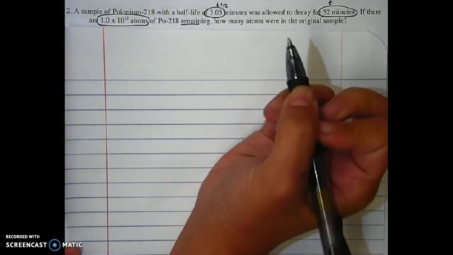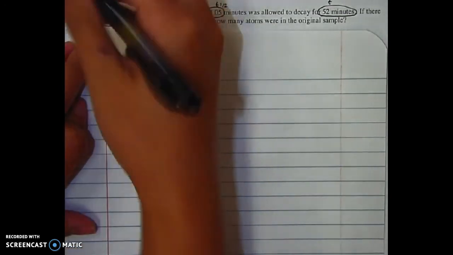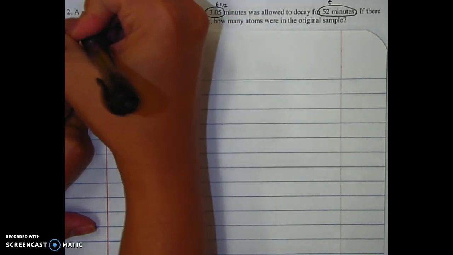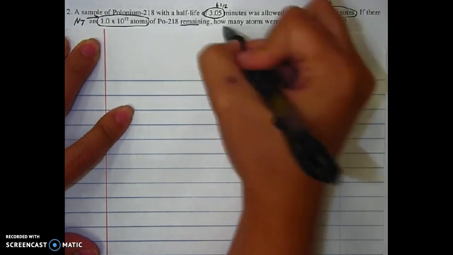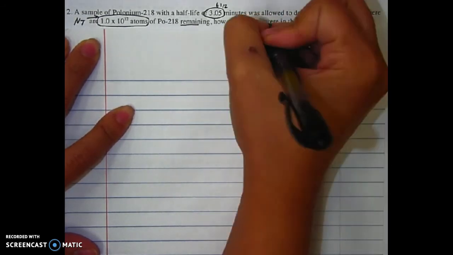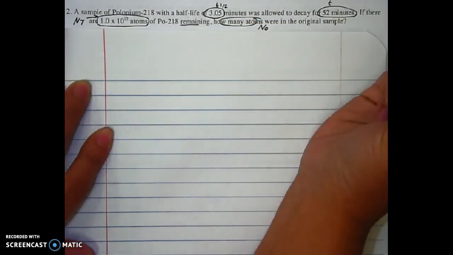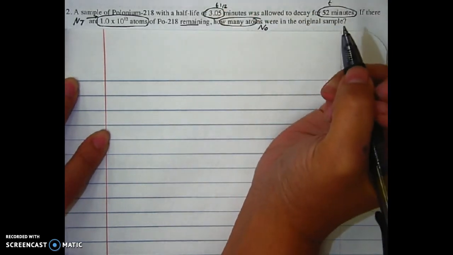And the keyword here is remaining, which is going to be the number of atoms that you have after time has passed. So this is going to be our N_t over here. Okay, and you're trying to solve for how many atoms were in the original sample. So we're looking for our original sample, so N_0. And we are going to be using natural log.